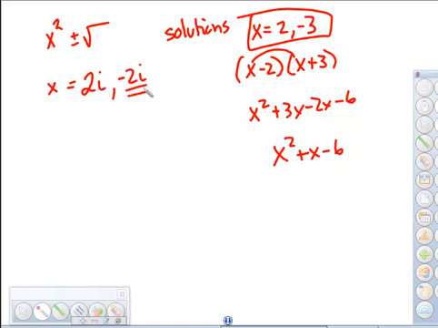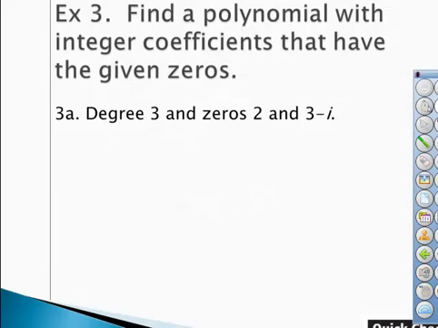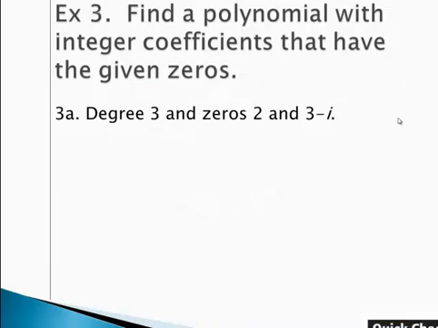this is a solution. Now how do I write that as a factor? Well, it's just going to be x minus 2i. That's what this one will look like. And then this one is going to be x plus 2i. So we would just distribute, and then we can figure out what the polynomial would look like. So let's try this one, and then I think I'm done.